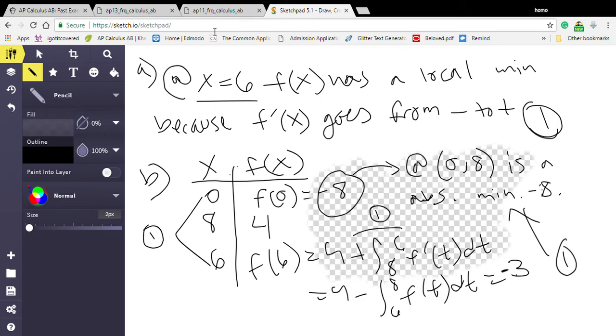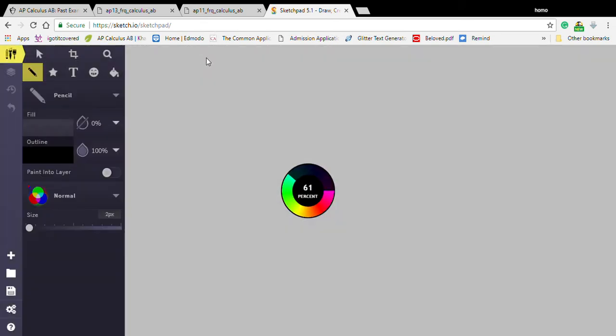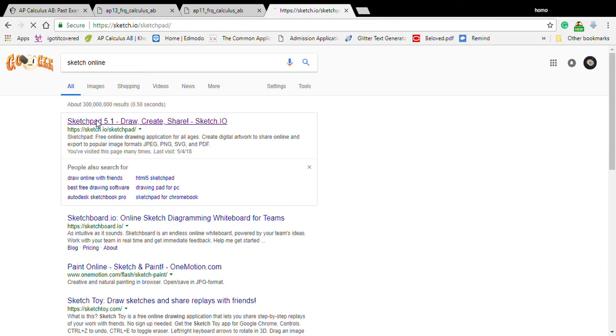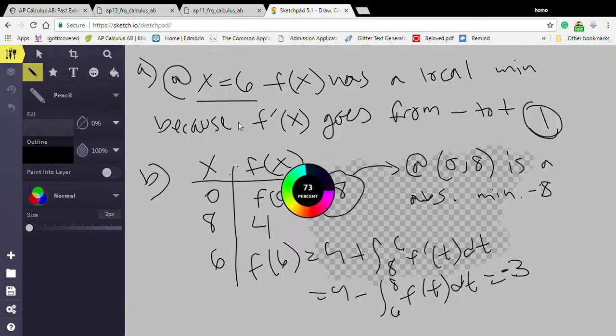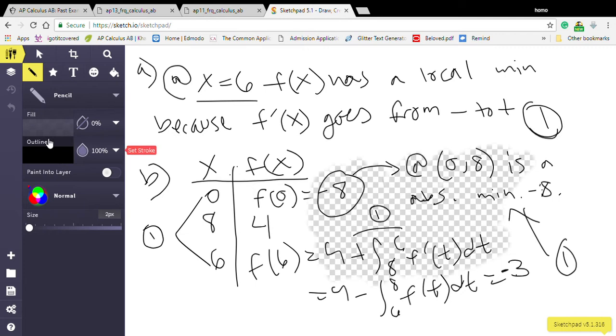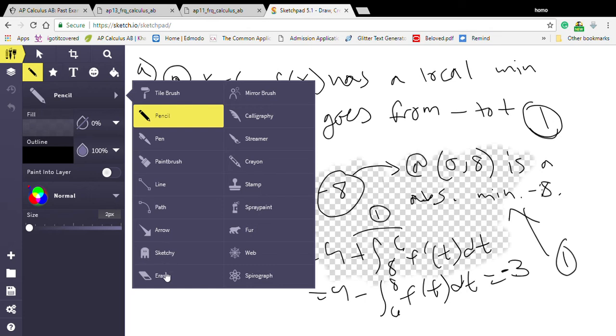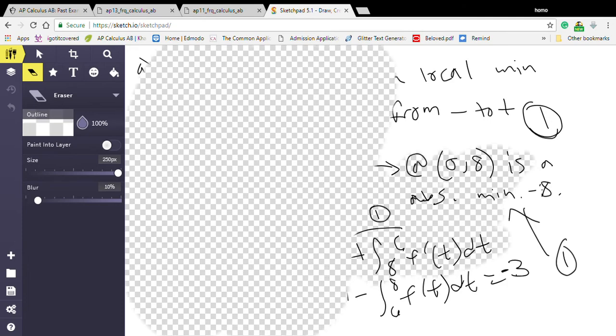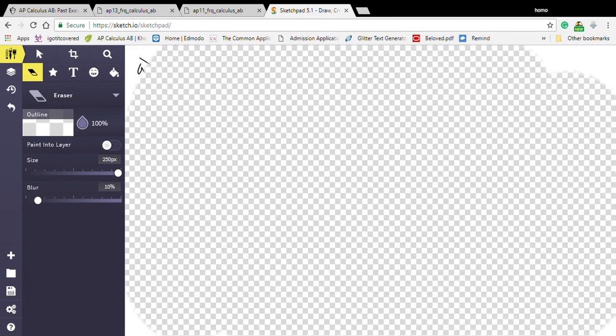And now I'm going to reload this page because I don't want to erase the whole thing. Oh gosh. Okay, let's see if we can find new. Let's go again. Oh no. So what we have to do is try to take the eraser and just erase this whole thing. Okay.